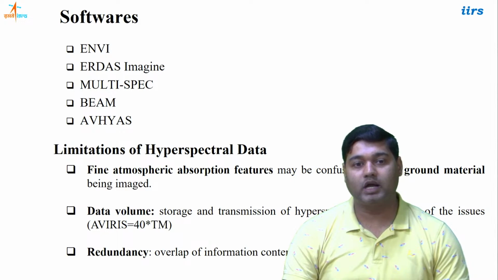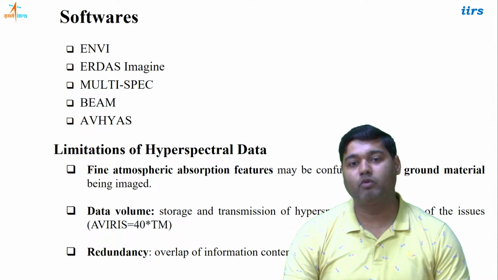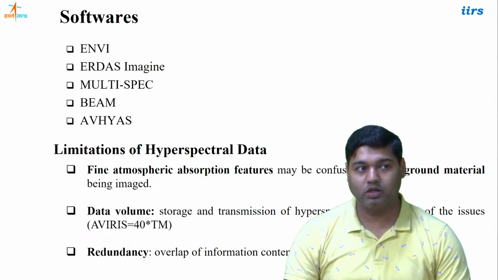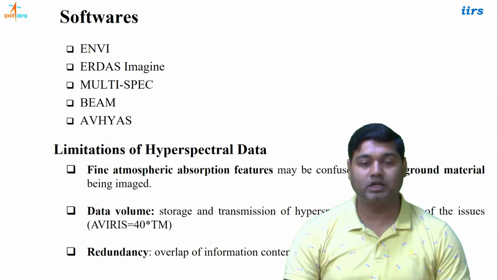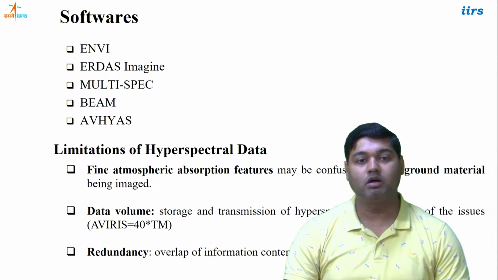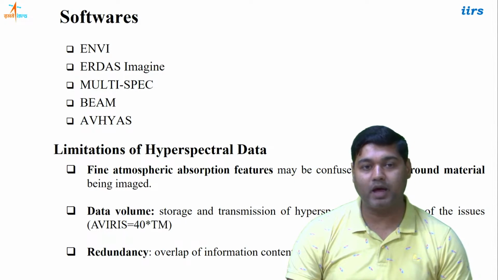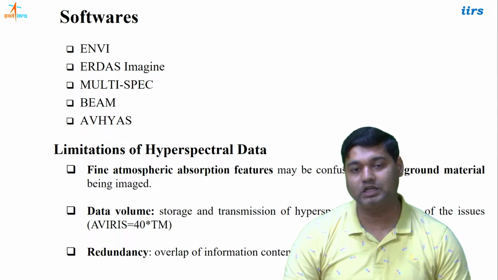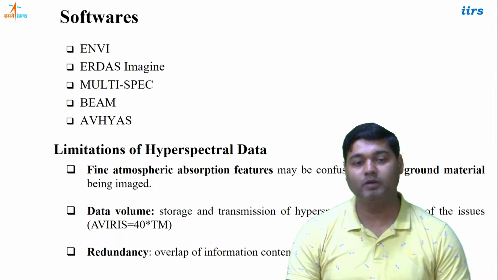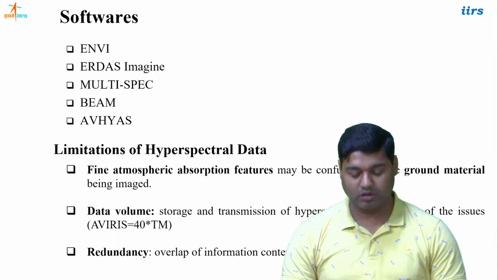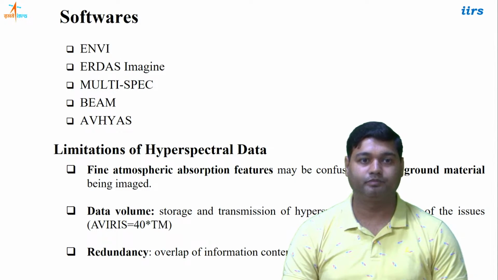Redundancy: as I told, there is sometimes overlap of information content over several bands, because VNIR and SWIR are two different detectors used for collecting data, and the last range of the VNIR bands and the initial range of the shortwave infrared bands are actually overlapping. So data redundancy is also there. These are a few of the limitations of hyperspectral data.